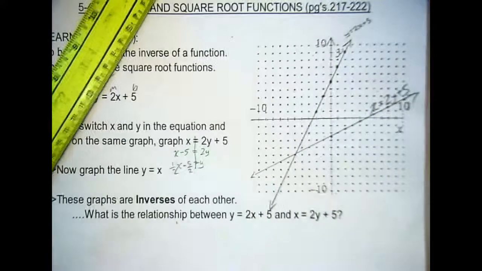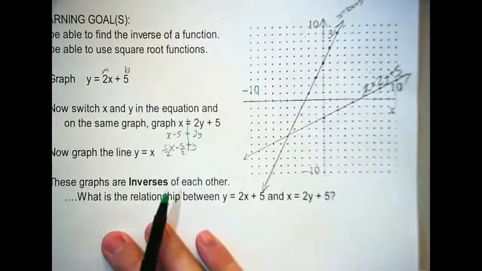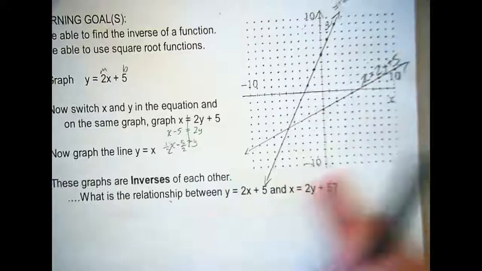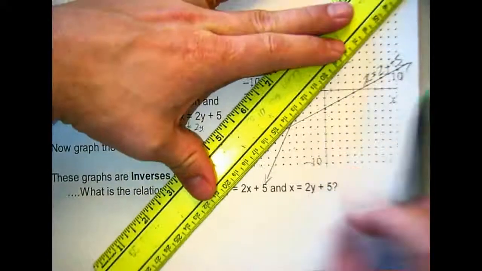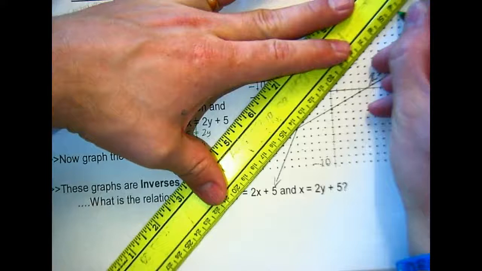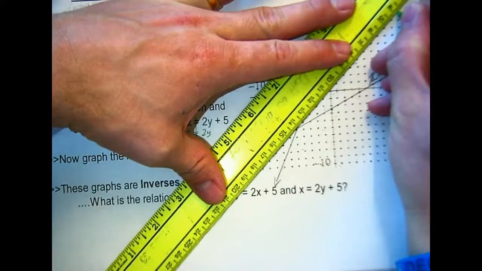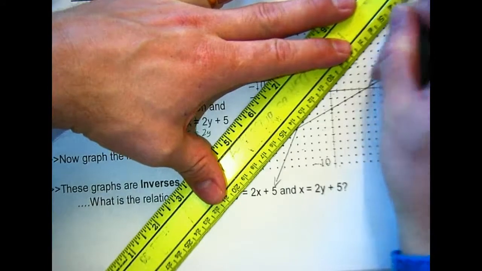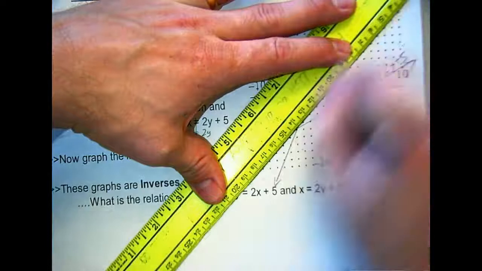Now, how many got something like that? Okay, now we need to graph the line y equals x, which I'm hoping everyone knows is the line that goes 1, 1, 2, 2, 3, 3, 4, 4 through the origin. Looks like that right there.